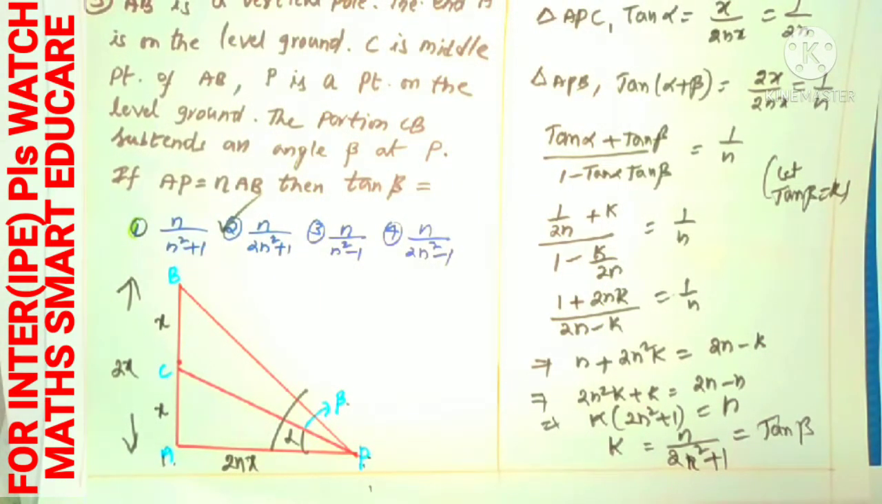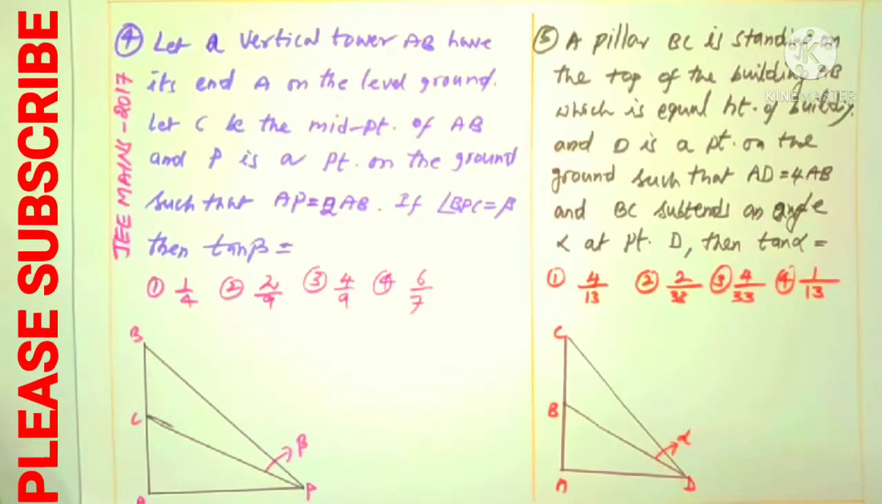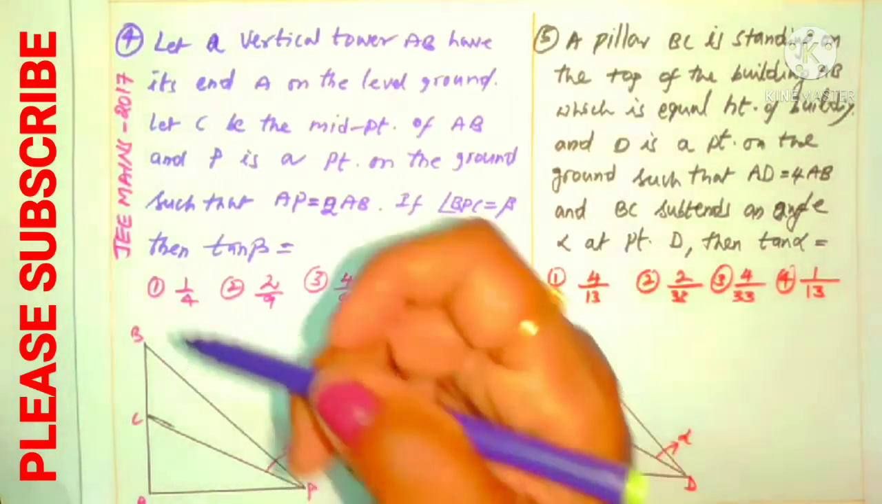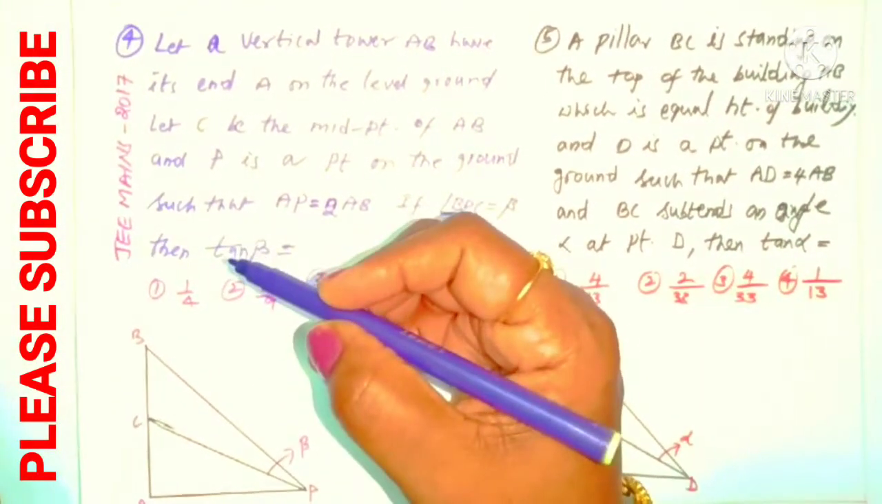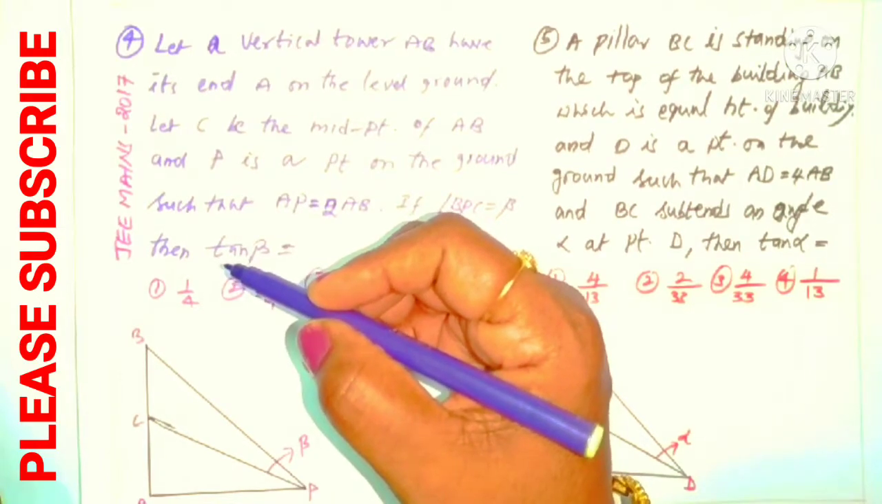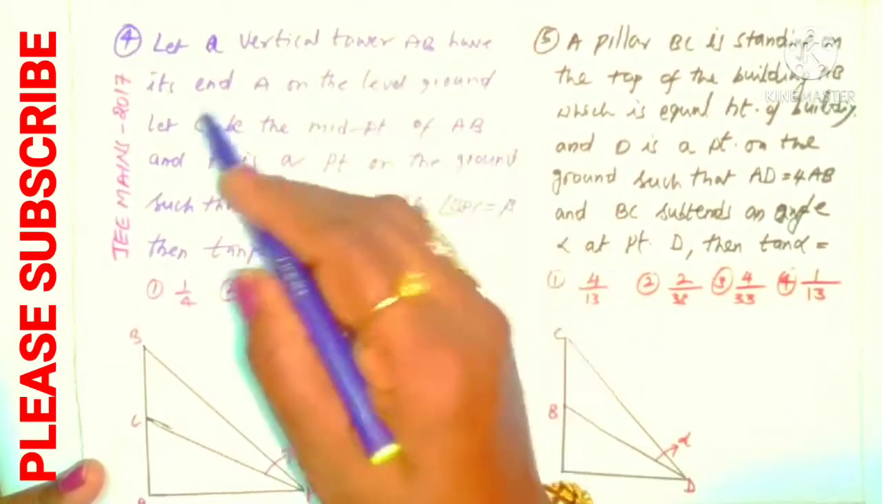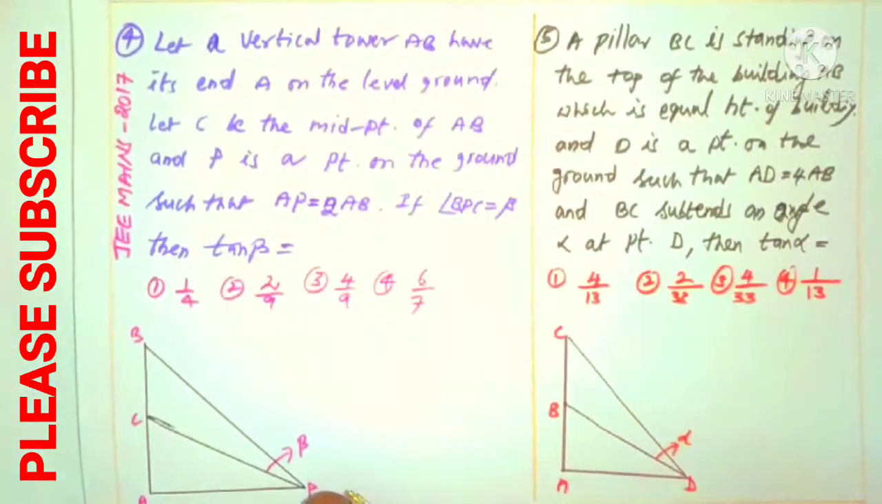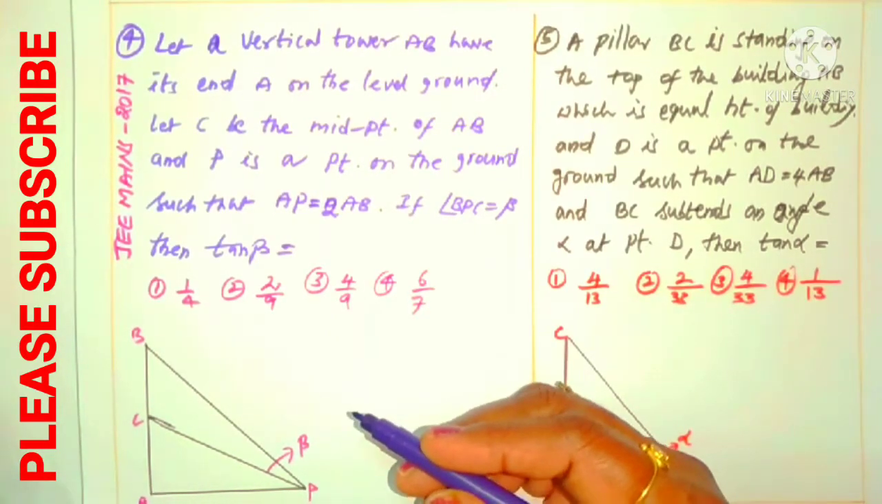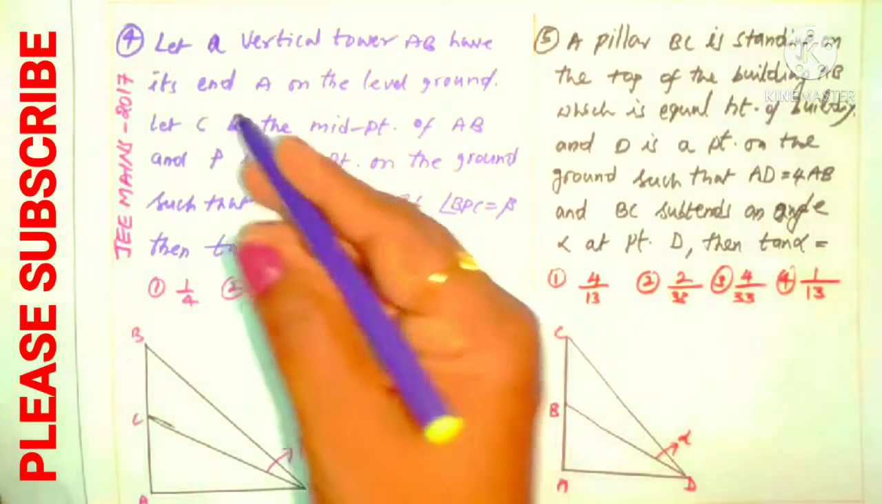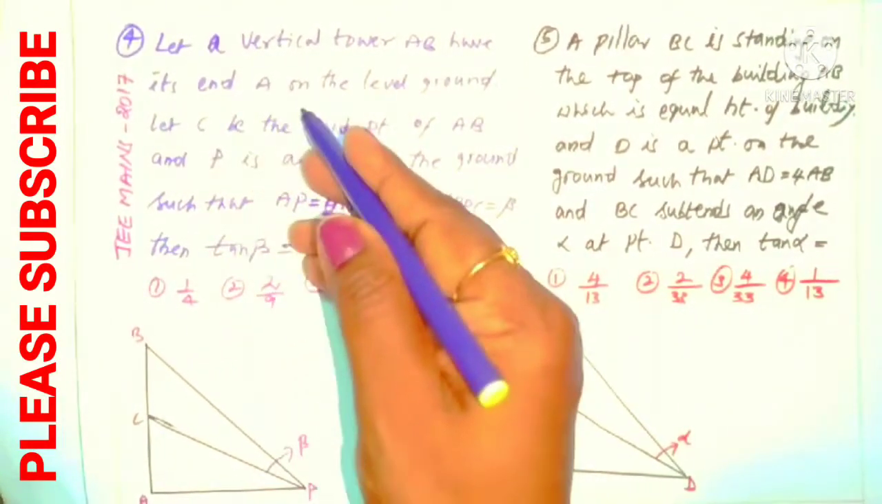And guys, I'm using this as a super tip for questions in this pattern. How it is, we'll see in the next questions. Right. Now look at question number 4 and 5. Question number 4, which is given in JEE Mains 2017. Now we can concentrate on what the question is. Let a vertical tower AB have its end A on the level ground. Just as I did in question number 3, the same data is given here.